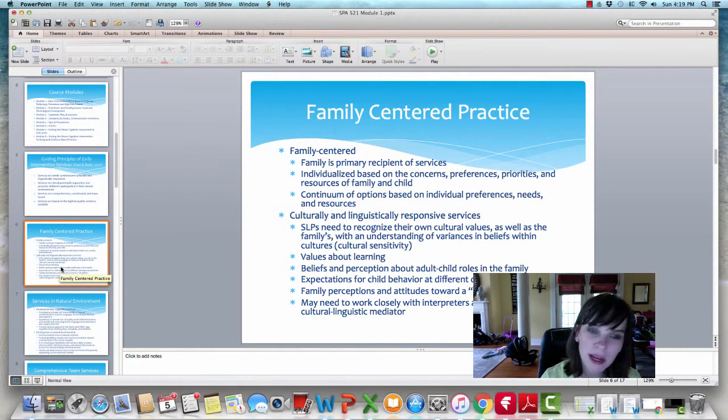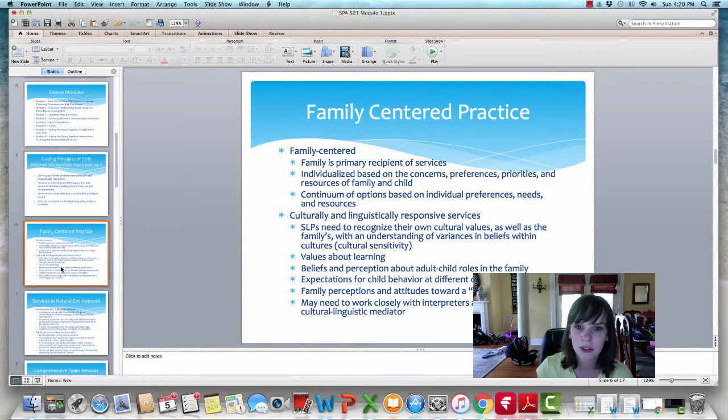So, principle 1, family-centered practice. What exactly does that mean? So, family-centered means the family is the primary recipient of services. If you look at this in comparison to school-based services, the child is the primary recipient of the service. But in early intervention service, the family is the primary recipient of the service with their infant or toddler that you're working with. You should have individualized intervention services based on the concerns, preferences, priorities, and resources of the family and child.